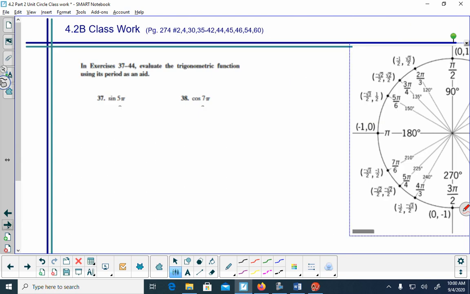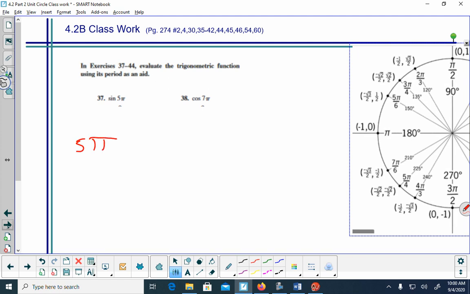So the next one, it says 37 through 44 says evaluate the trig function using period as its aid. In other words, they're asking you to do what I've been telling you to do this entire time, is make that angle between 0 and 2 pi. So I have the sine of 5 pi, which means 5 pi is larger than 2 pi, which means I did a couple laps around the unit circle. So I'm going to take 5 pi and find a coterminal angle.